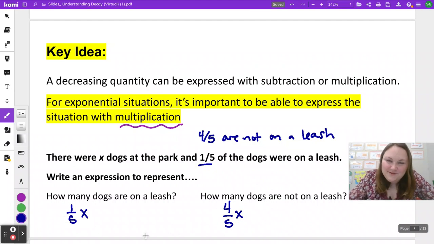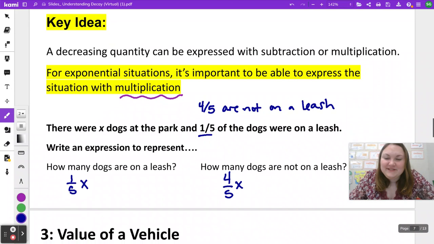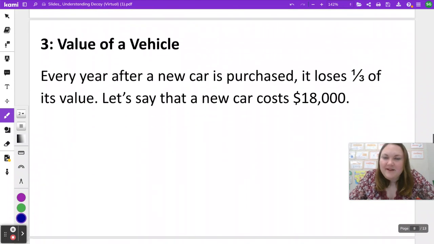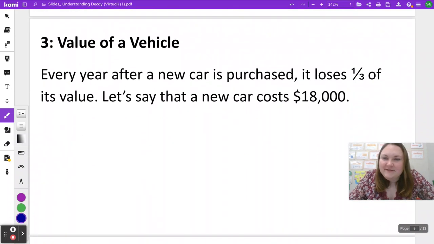We need to be able to do this multiplication for this lesson and the problems we're doing today. So let's jump into the actual exponential situations we're going to be looking at. The main focus of the rest of this lesson is on the value of a vehicle. So our story says every year after a new car is purchased, it loses 1/3 of its value. This is not true for all cars. This is just the story we're working with. So the specific car in the story is going to lose 1/3 of its value every year after you buy it. And let's just say that the new car costs $18,000.